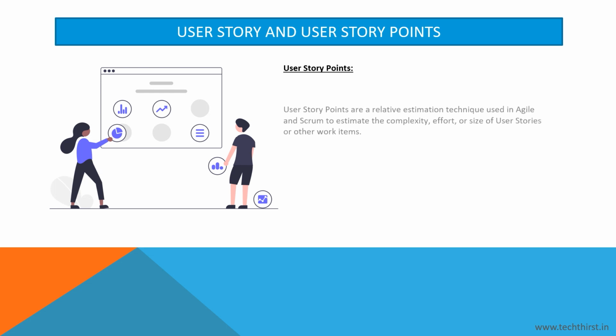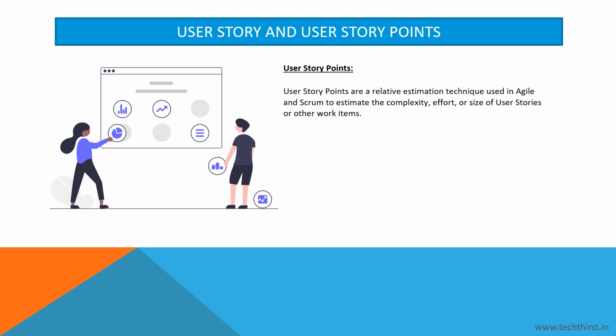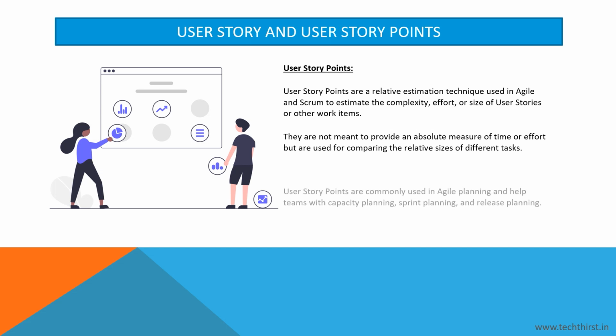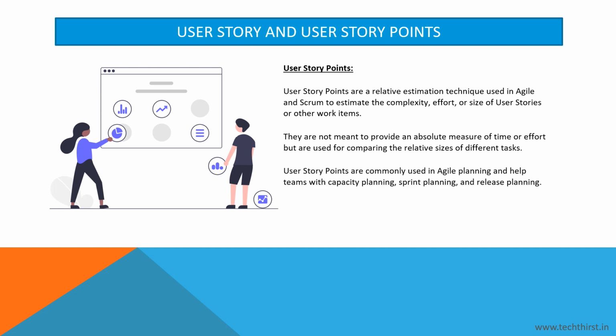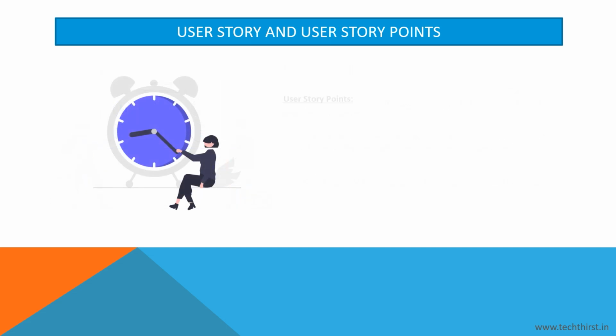User story points are a relative estimation technique used in Agile and Scrum to estimate the complexity, effort, or size of user stories or other work items. They are not meant to provide an absolute measure of time or effort, but are used for comparing the relative sizes of different tasks. User story points are commonly used in Agile planning and help teams with capacity planning, sprint planning, and release planning.